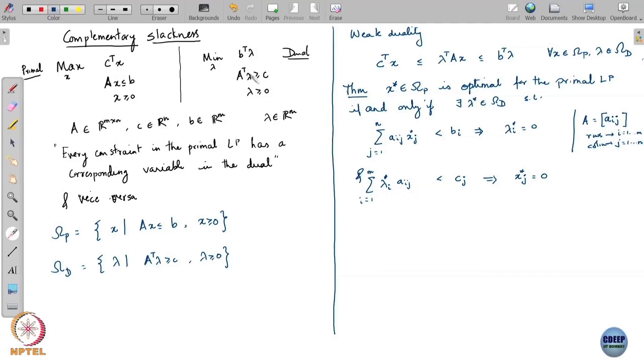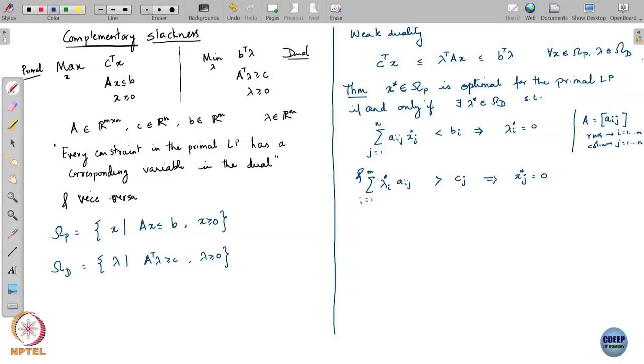Likewise, if you look at the jth constraint in the dual LP, if that holds strictly, there's a slight mistake here in the direction of the inequality. Sorry, there's a mistake in the direction of the inequality. I just corrected it. So likewise, if this inequality holds strictly, the jth inequality in the dual, then the corresponding primal variable x j must equal 0.